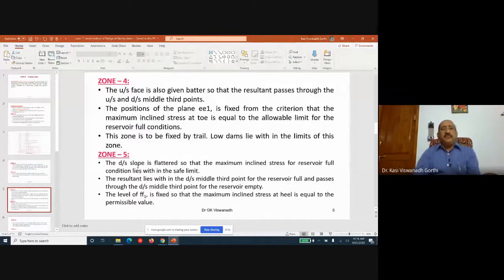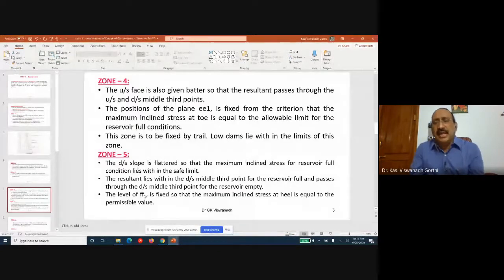Zone 4: the upstream phase also is given batter so that the resultant passes through the upstream and downstream middle third points. The position of the plane EE1 is fixed from the criterion that the maximum inclined stress at the toe is equal to the allowable limit for the reservoir full condition. So we know the allowable limit based on the material that is used, whether it is masonry or concrete. So the maximum inclined stress which we are getting at the toe should be less than or at maximum equal to the allowable stress for the reservoir full condition. This zone is to be fixed by trial and error.